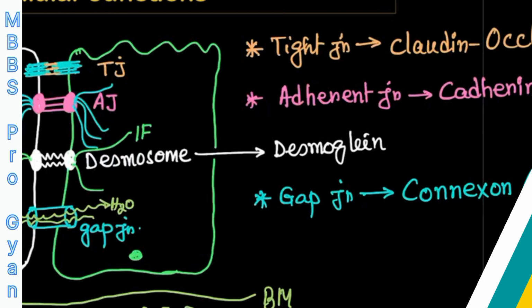But please remember, the gap junction is impermeable to protein molecules because they are larger in size. So small molecules like water, sodium, potassium can pass from one cell to the other cell through this gap junction, but not protein molecules. So this is all about cell to cell interaction.